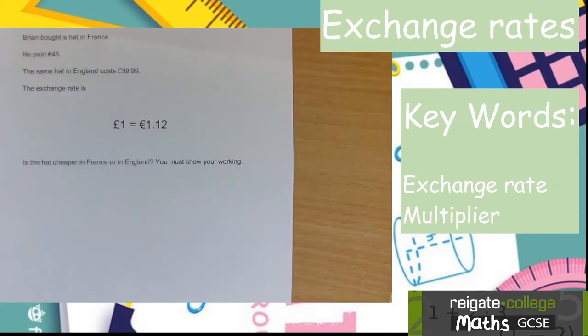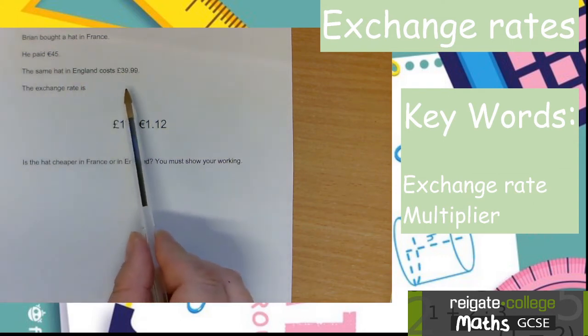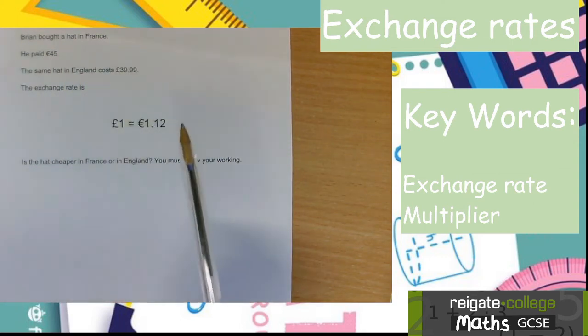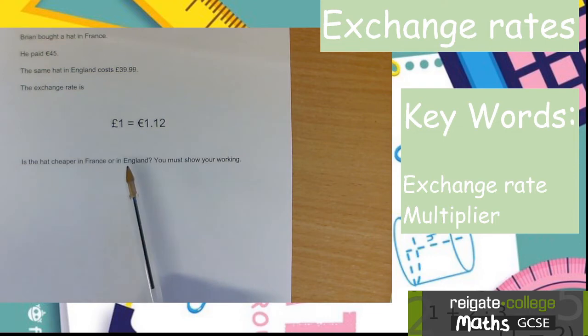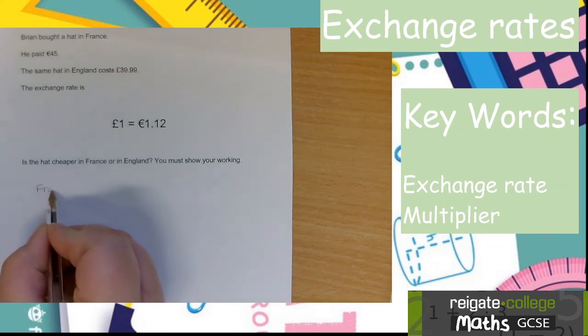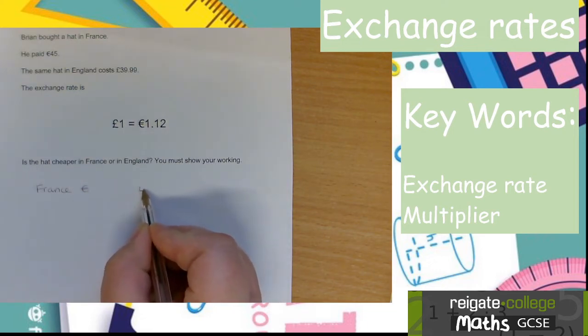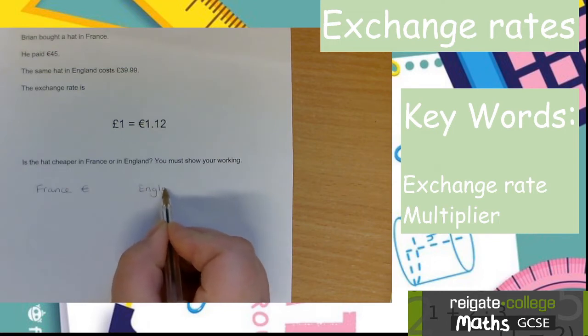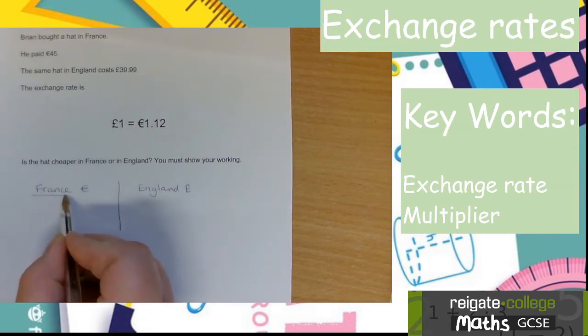This question shows 2 different prices for the same item. One purchased in euros, the other purchased in pounds. I'm given an exchange rate and I am asked to calculate where the item would be cheaper. So the best thing to do is to get some organisation to my working. There I have the item in euros. Here I have the item in pounds. So I split my working into 2 parts.